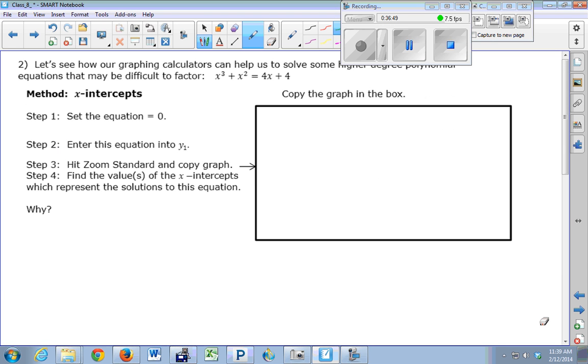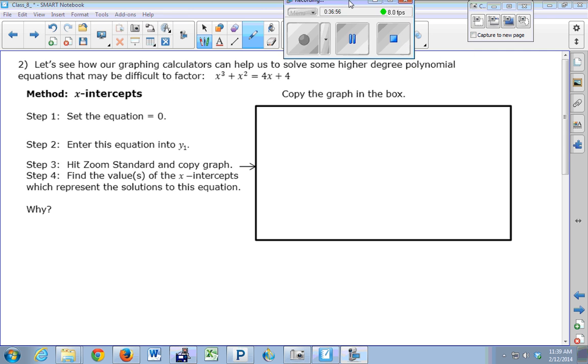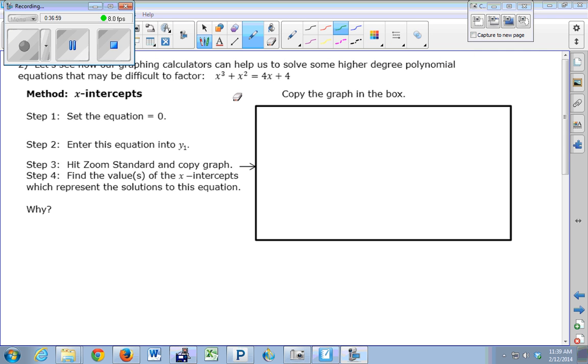Okay, we get these polynomial equations, and if we try to solve them algebraically, they're either impossible to do algebraically or very difficult. So this is where, and you'll get a question like this on your test, I want to show you this.